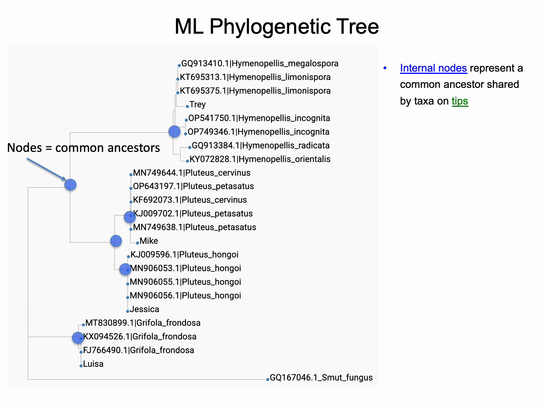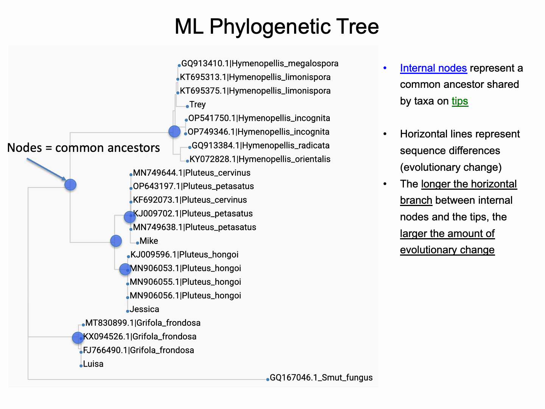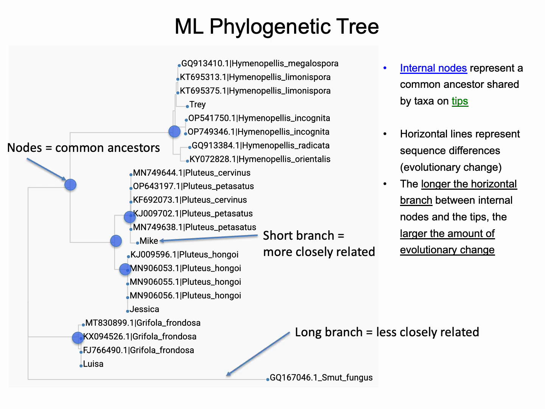on the branch tips. Horizontal lines represent sequence differences, aka evolutionary change. The longer the horizontal branch is, the larger the evolutionary distance, aka the less related those taxa are. For example, you can see that Mike's sample has a very short branch off the Pluteus cervinus and Petacetus clade, and therefore is closely related to those two species. In contrast, the smut fungus down at the bottom, that outgroup has a very long branch, as the outgroup should, demonstrating its distant relation to all the other taxa.